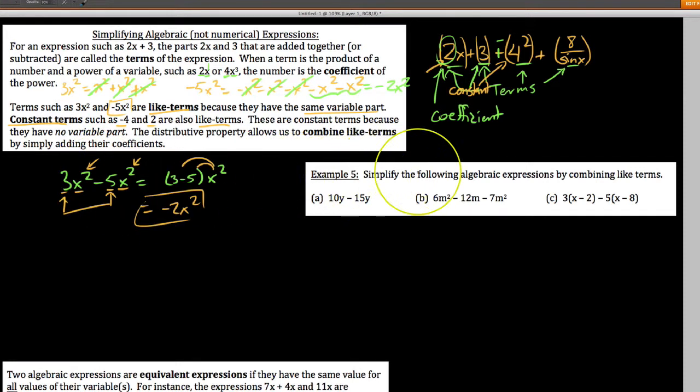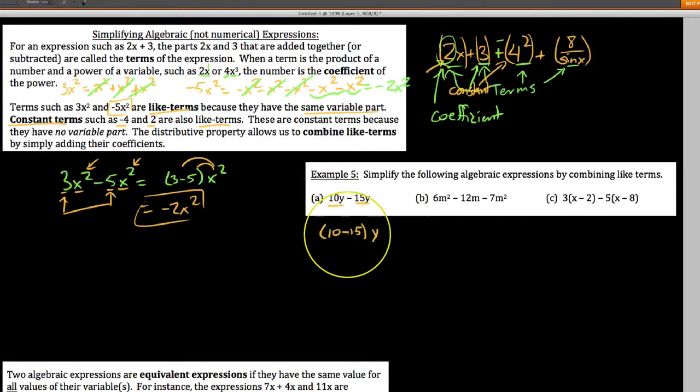All right, so I'm looking at example number 5 here. It says simplify the following algebraic expressions by combining like terms. And really that's what we tend to do, is look at your terms here and say, oh, they're like terms. We notice that these are both y's to the first. So 10y minus 15y quite technically is 10 minus 15 y's.